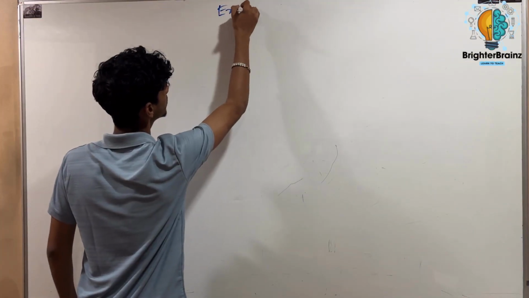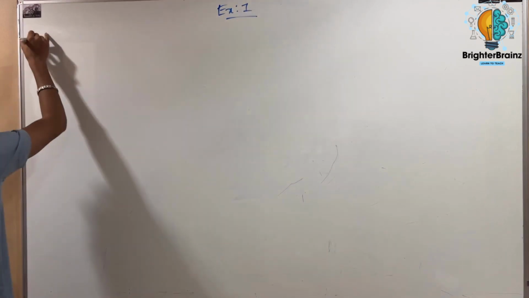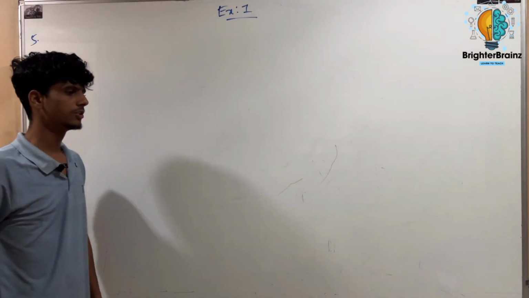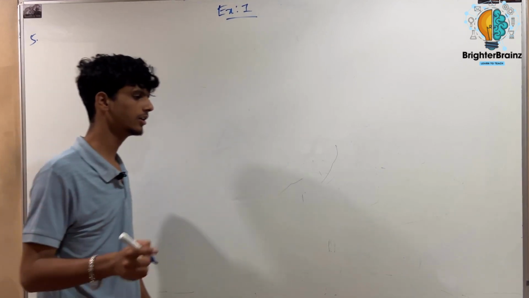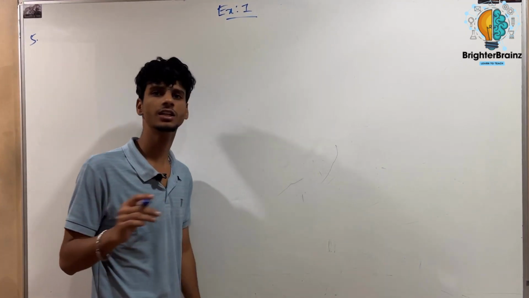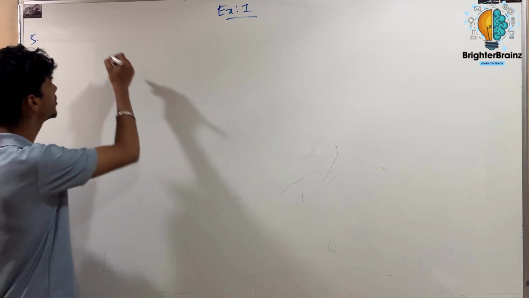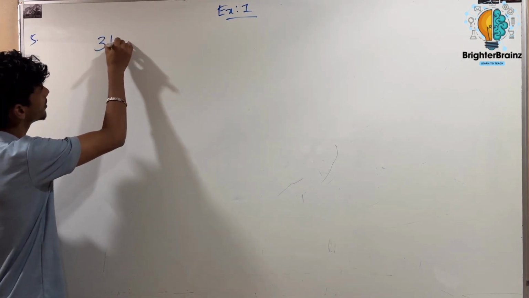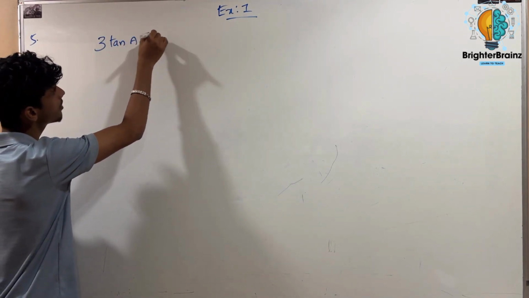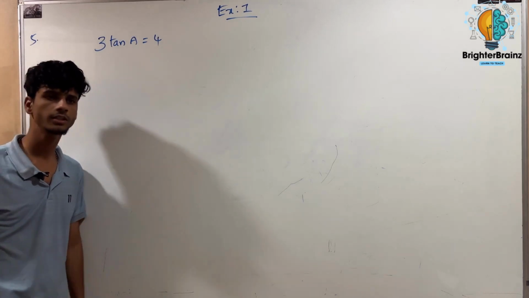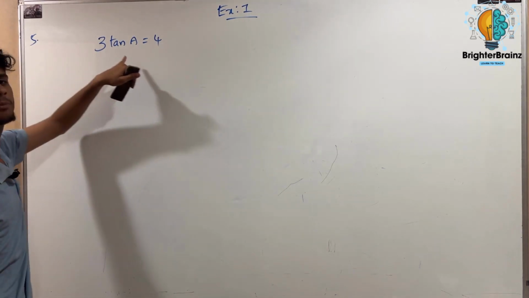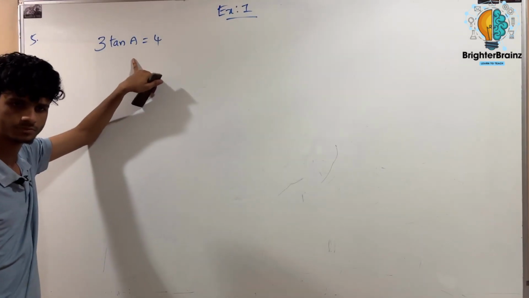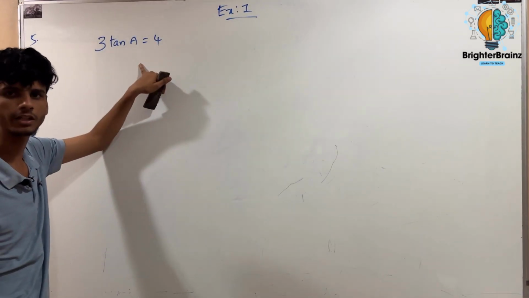Exercise number 1. Now we'll discuss the fifth question. What is the fifth question? If 3 tan A equals 4, then find sin A and cos A. So it is given that 3 tan A is equal to 4. Here 3 is getting multiplied with tan A.